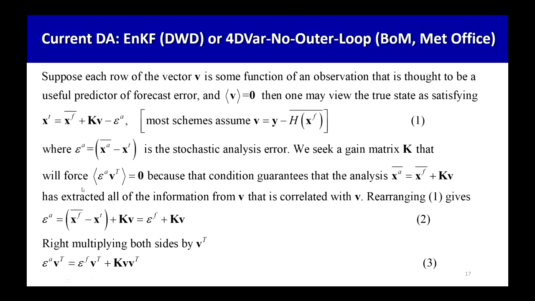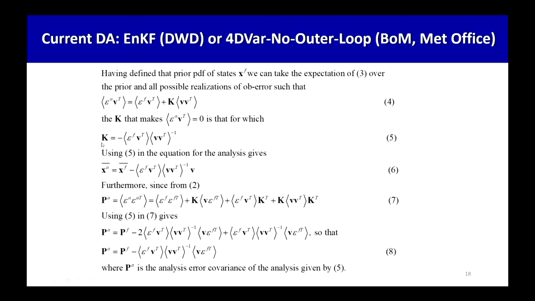And anyway, you can say, well, if that was true, then one property I'd want for this K is that I'd choose a K so that this random component, which we call the analysis error, wouldn't be correlated with this difference between the observation and the mean of the ensemble forecast. Because if it was, it means I could find a better K. So anyway, you can do that and do the math, and you get the ensemble Kalman filter or 4DVar with no outer loop.